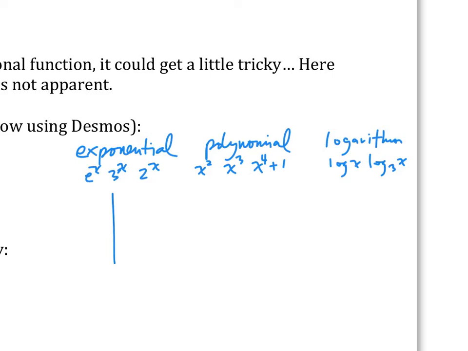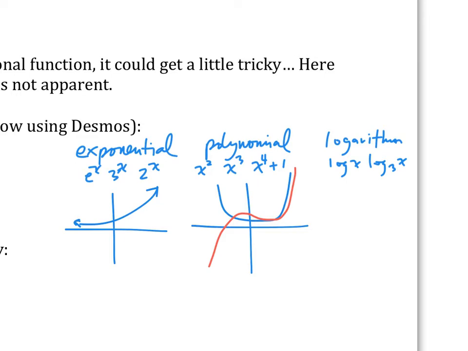So exponential functions, if you remember, all look like this in general, if you don't put any kind of transformation on it. Polynomial depends on the degree, right? If it's second degree or even degrees, it would eventually look like this. If it's an odd degree, it could look something like that. Logarithm always looks like this. Okay, so let's remember these three things.